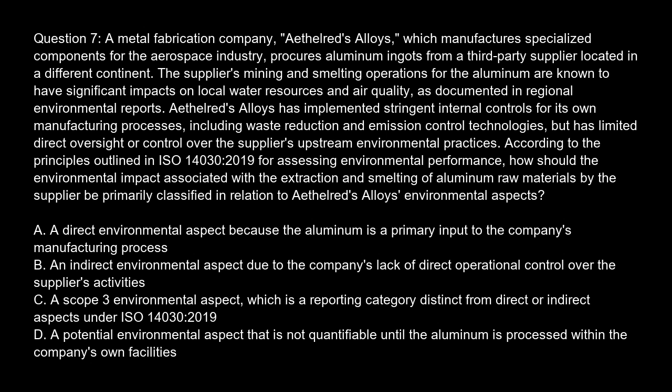aspects? Option A, a direct environmental aspect because the aluminum is a primary input to the company's manufacturing process. Option B, an indirect environmental aspect due to the company's lack of direct operational control over the supplier's activities. Option C, a Scope 3 environmental aspect, which is a reporting category distinct from direct or indirect aspects under ISO 14030, 2019. Option D, a potential environmental aspect that is not quantifiable until the aluminum is processed within the company's own facilities.